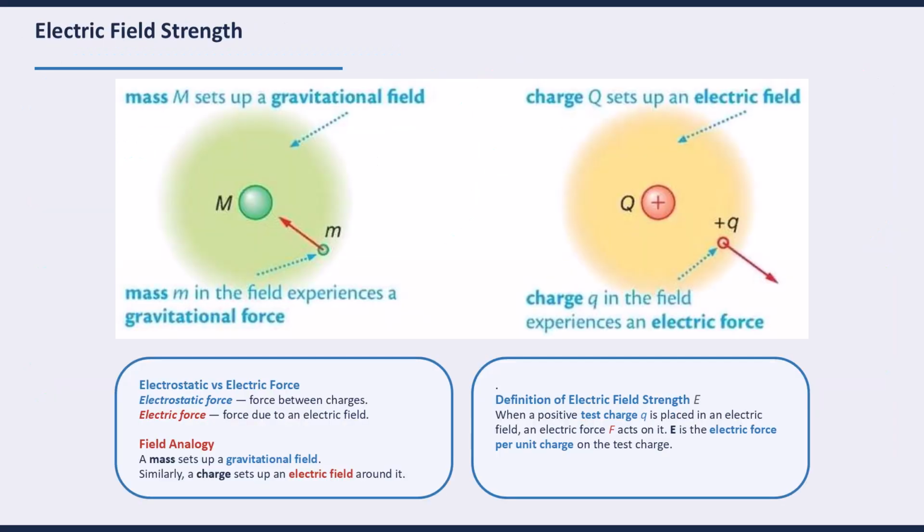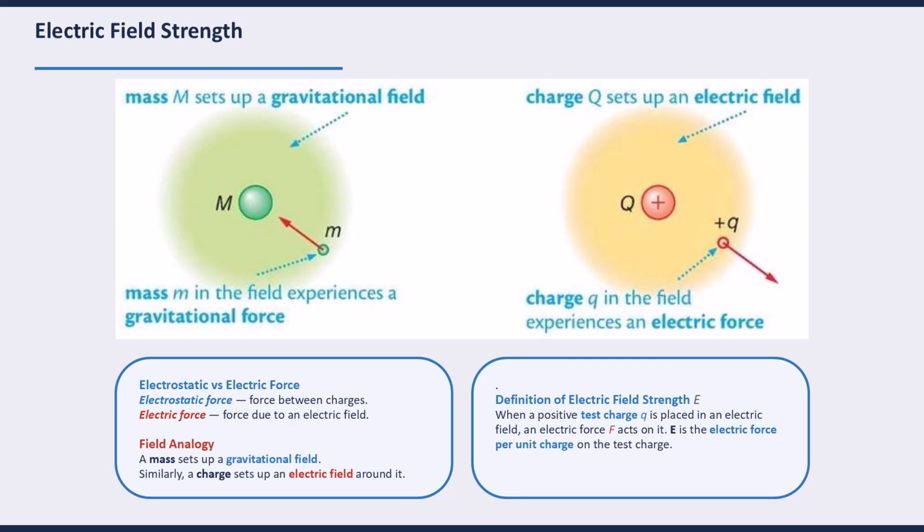Now we come to the electric field, and we will give it a precise measurable definition. First, let us be clear about two terms that students sometimes confuse. Electrostatic force is the direct force between two charges, whereas the electric field is the region of influence that one charge creates around itself.